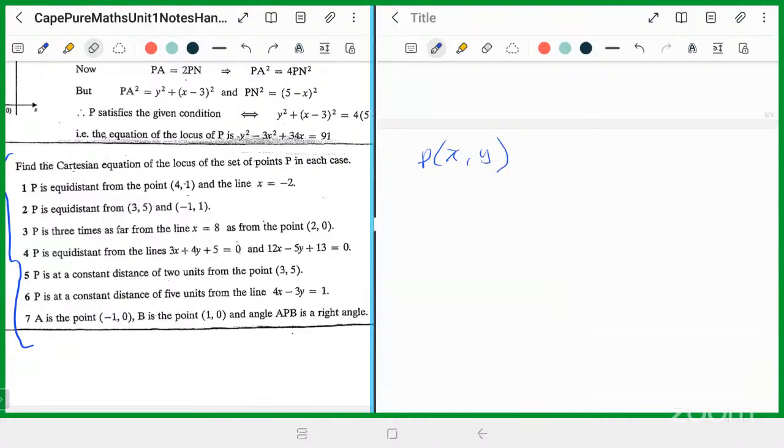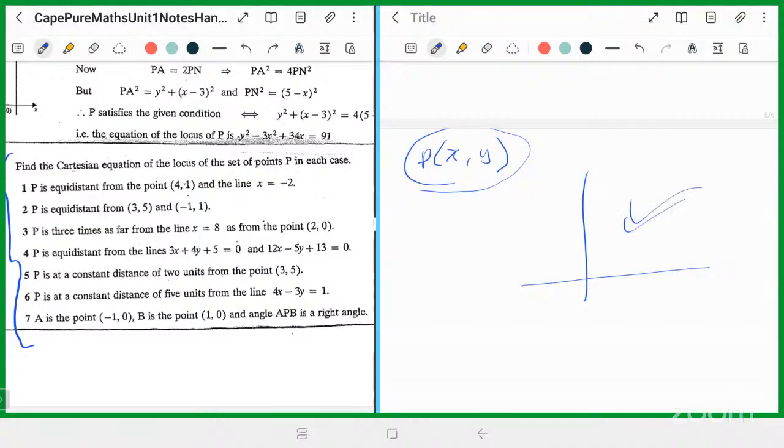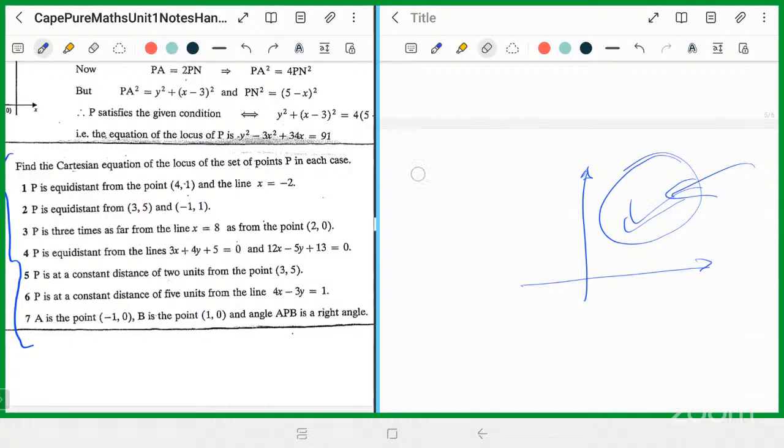Alright, so you have the point 4, 1, and you have the line x equals minus 2. So watch this now. You always want to put your point P in the positive quadrant over here. When you make your sketch and set up your Cartesian coordinates, put your point P over here with the x and y values positive. Make the values work out themselves. Use that also as a rule.